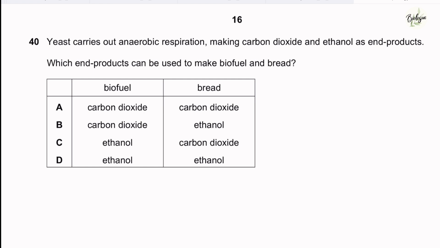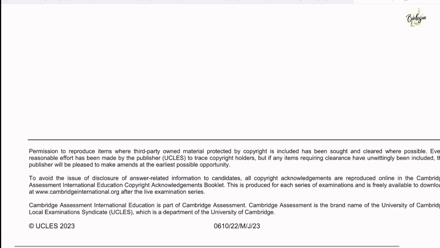Question 40, last question. The yeast carries out anaerobic respiration, making carbon dioxide and ethanol as end products. Which end products can be used to make biofuel and bread? Carbon dioxide, no, cannot be used to make biofuel. Ethanol can be used to make biofuel, because biofuel is essentially formation of your fuel through triglyceride formation. So triglyceride and alcohol. So ethanol is used there. Bread can be formed through carbon dioxide, because it requires those bubbles of carbon dioxide to allow the bread to rise in the oven. So the correct answer looks like C.